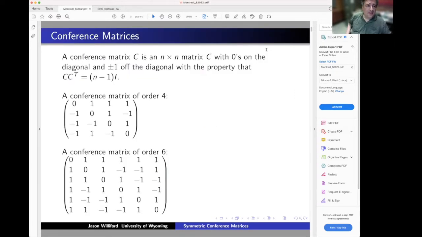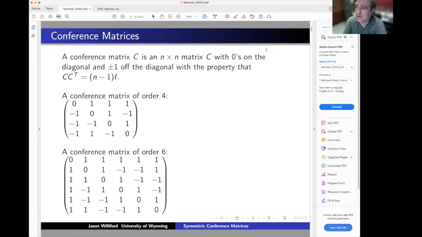I can't remember if anybody's talked about conference matrices. I know Hadamard matrices have come up. A conference matrix is very similar to a real Hadamard matrix. You just want an n by n matrix with zeros on the diagonal and plus or minus ones off the diagonal, and the matrix times its transpose is n minus 1 times the identity matrix. And here are the two smallest examples.